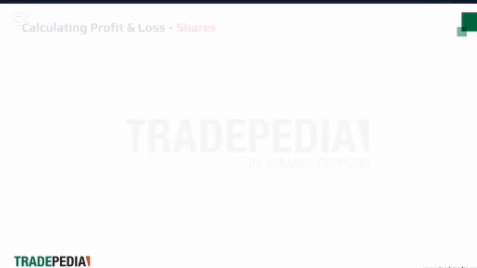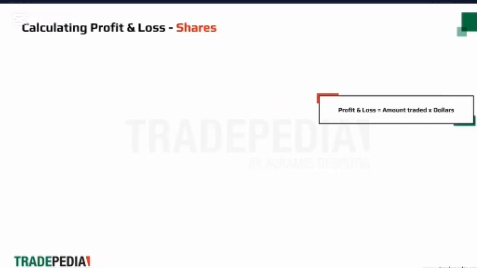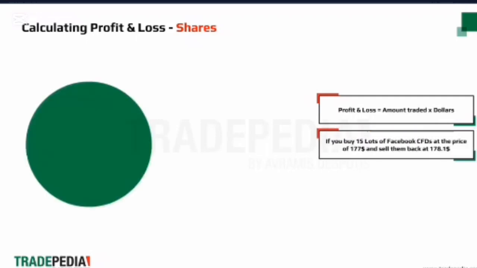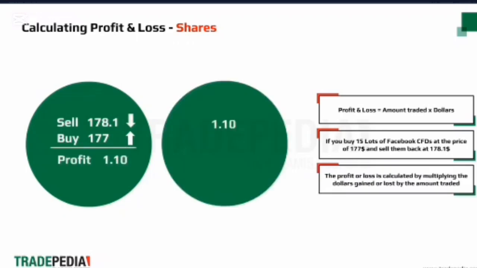The profit and loss is calculated by multiplying the amount traded with the dollars gained or lost. If you buy 15 lots of Facebook CFDs at the price of $177 and sell them at $178.1, you will gain $1.10 per share. The profit or loss is calculated by multiplying the dollars gained or lost by the amount traded. As one lot equals to 10 shares, your profit is equal to $1.1 times 15 lots times 10 shares, which is $165.